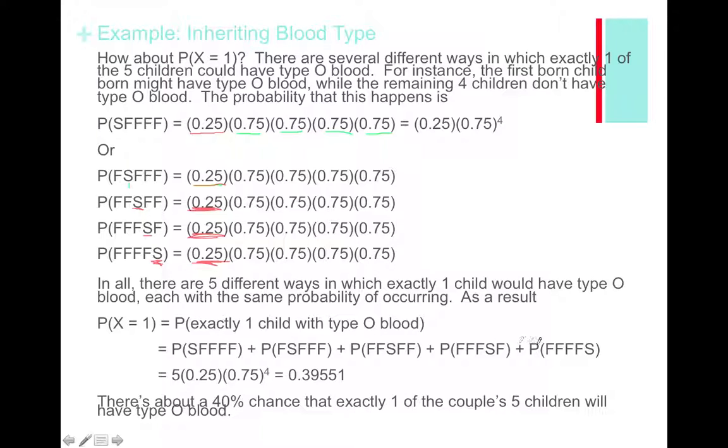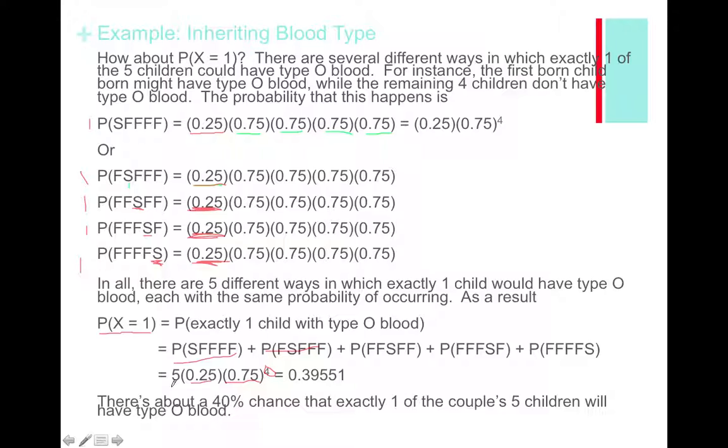So as far as our probability is concerned, the probability that the first child or 1 child would have type O blood would be all of these put together. So I have this plus this plus this one plus this one plus this one. So 5 times the 0.25 times the 0.75 to the fourth, because you're going to have 4 fails and 1 success. And you're going to have that in 5 different ways that this can occur.